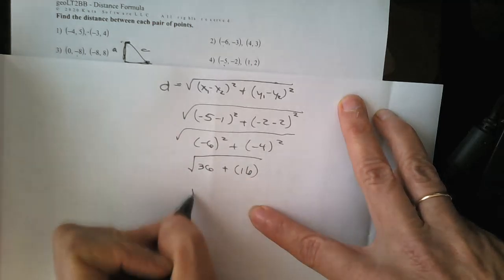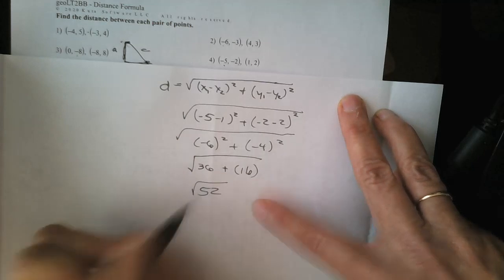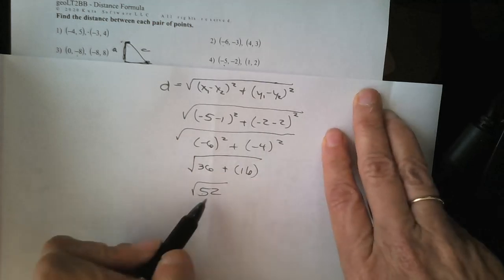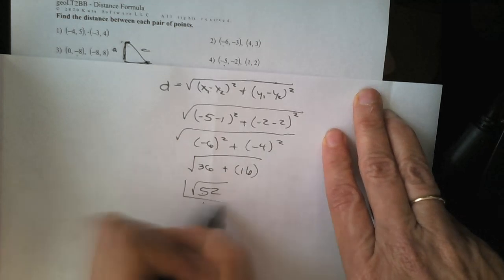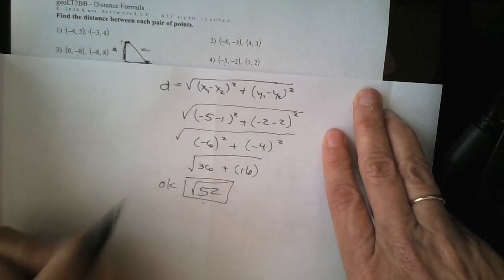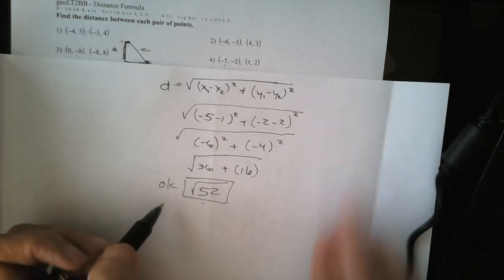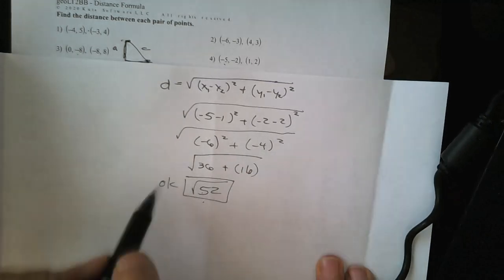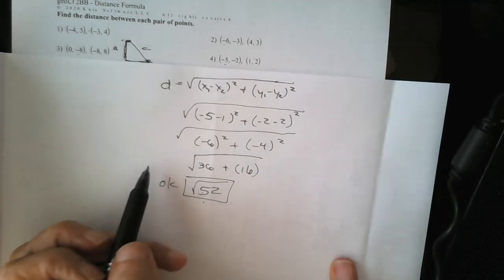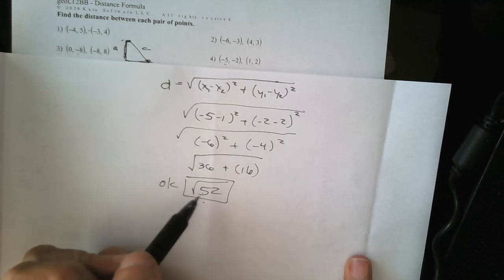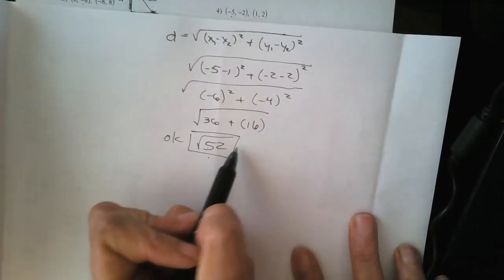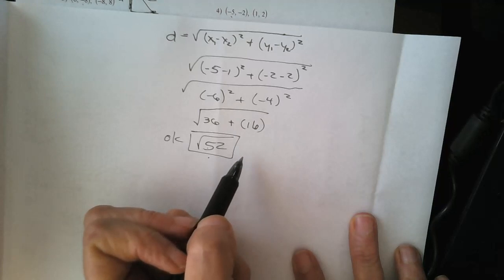Now, 52 is not a perfect square, so this is an okay answer. And if you give me this answer, you'll get a passing score for this topic in the learning target. But there's more you can do. This is not simplified. And how I know it's not simplified is that 52 has factors that are perfect squares.